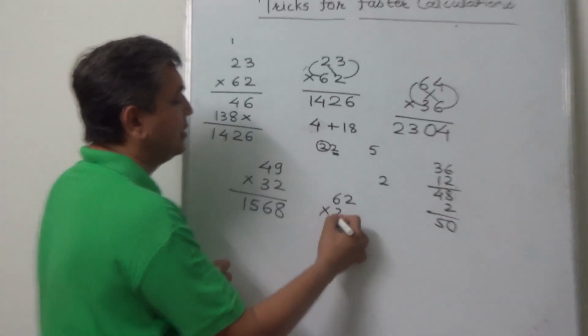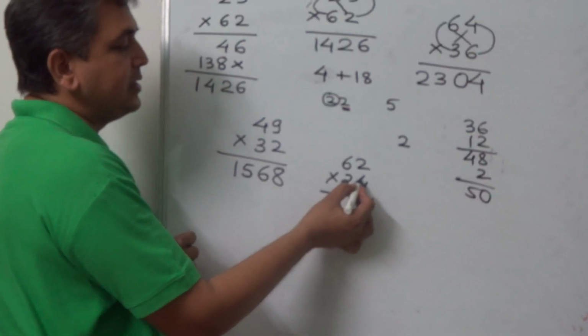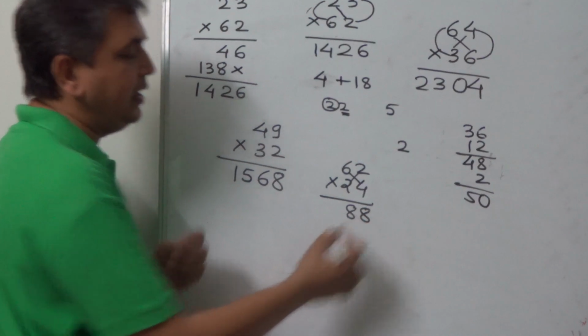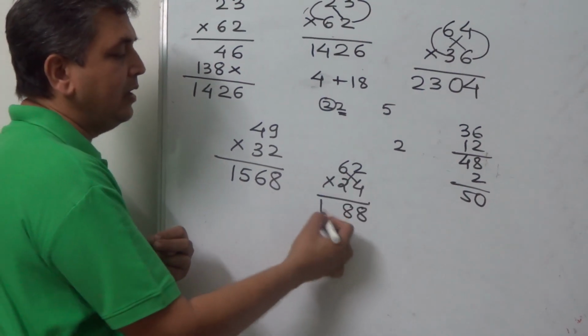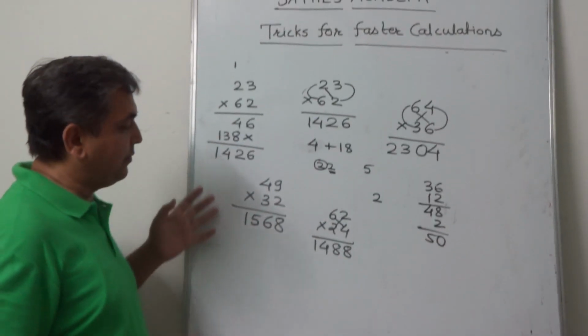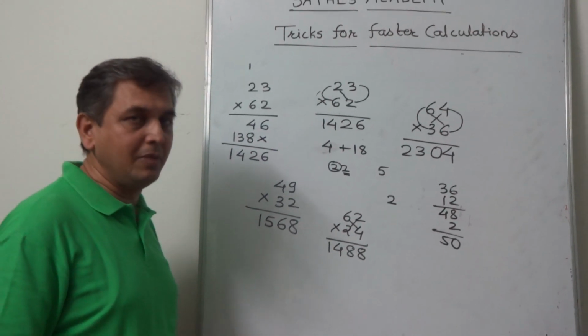62 into 24. 4 twos are 8. 4 sixes are 24. 2 twos are 4. 24 plus 4 is 28. Carry 2. 6 twos are 12 plus 2, 14. So students, we can see in a single step we can solve a 2 cross 2 multiplication.